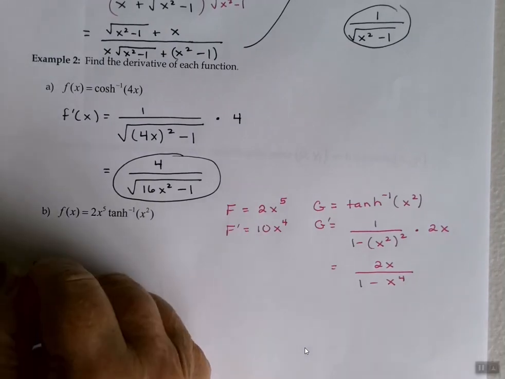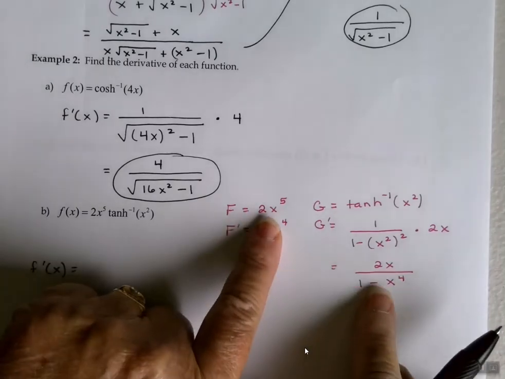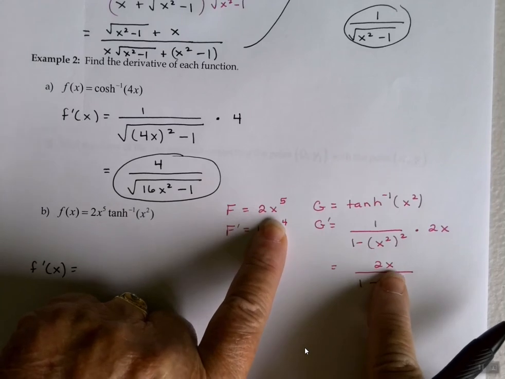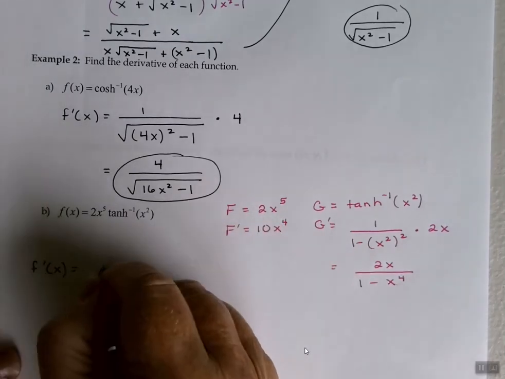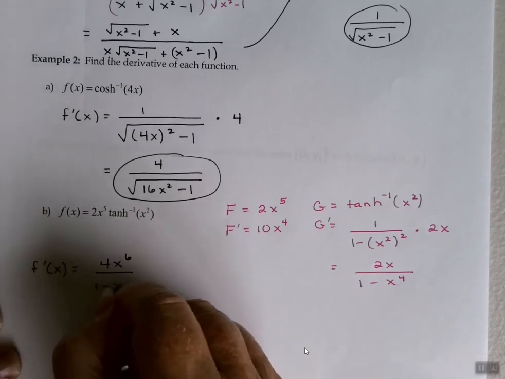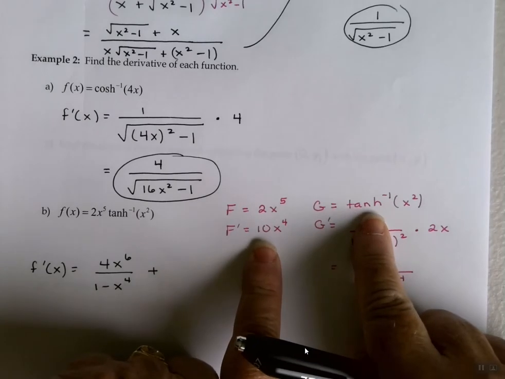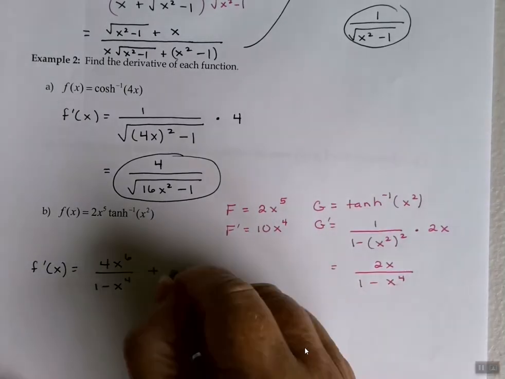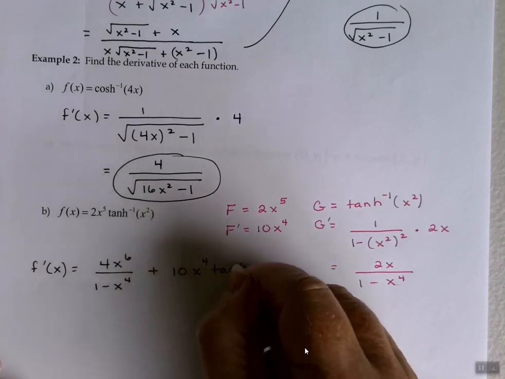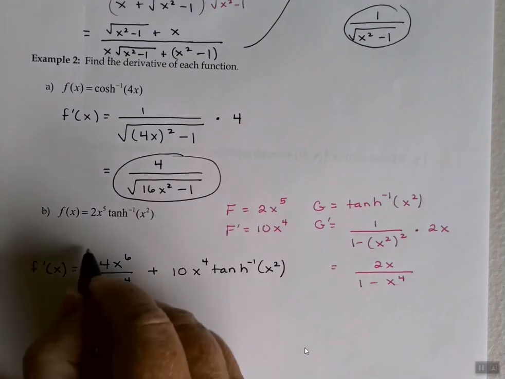Right, so the derivative of the original function is fg prime. If I multiply those, I would get 4x to the 6th over 1 minus x to the 4th, plus gf prime, 10x to the 4th, times the inverse hyperbolic tangent of x squared. And that should be it.